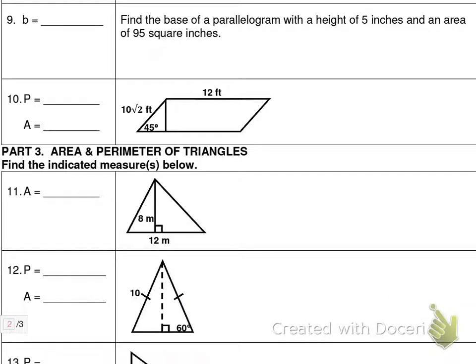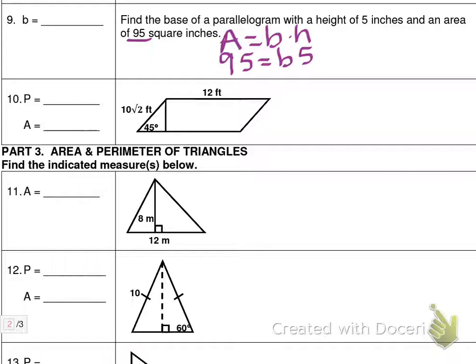Number 9. Find the base of a parallelogram with a height of 5 inches and an area of 95. There are a couple of questions like these on the test, where you have to work back from your formula. Area for a parallelogram is base times height. I know my area is 95, and my height is 5. I need to find my base, so I just divide by 5, and then I get my answer.